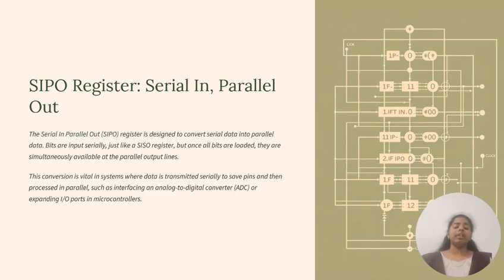SIPO register, serial in, parallel out. The serial-in parallel-out register is designed to convert serial data into parallel data. Bits are input serially, just like a SISO register. But once all bits are loaded, they are simultaneously available at the parallel output lines. This conversion is vital in systems where data is transmitted serially to save pins and then processed in parallel, such as interfacing analog-to-digital converters or expanding input ports in a microcontroller.